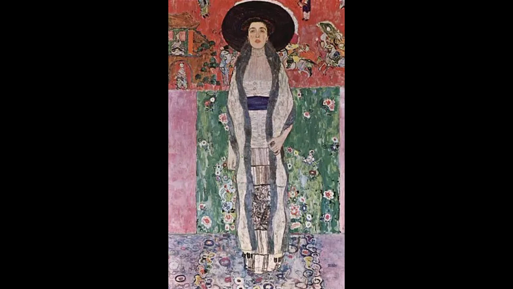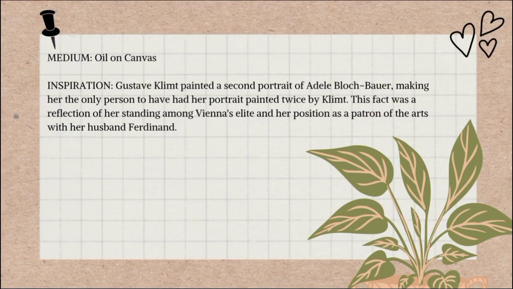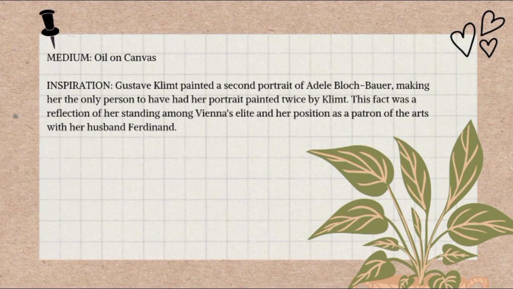Portrait of Adele Bloch-Bauer II held a profound significance among the Bloch-Bauer family, seeing as it resided within the family home until the Nazis seized it during the Second World War. The medium used is oil on canvas.